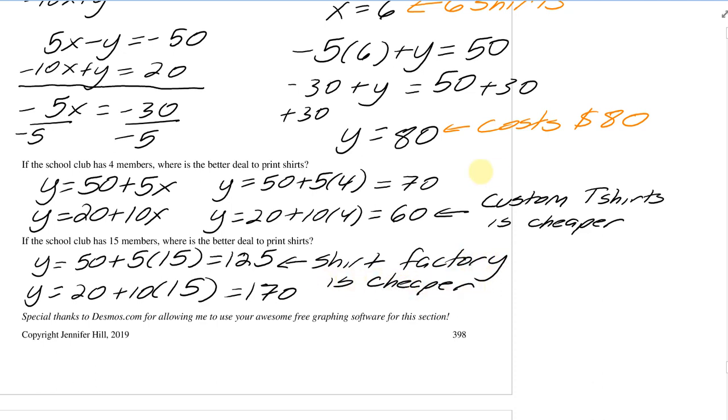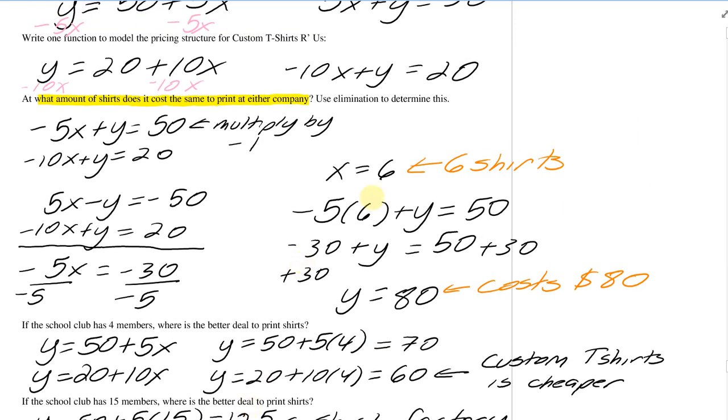So at 4 members, it's cheaper to use Custom T-Shirts or Us. At 15 members, the Shirt Factory is cheaper. And then at 6 shirts, it costs the same amount.